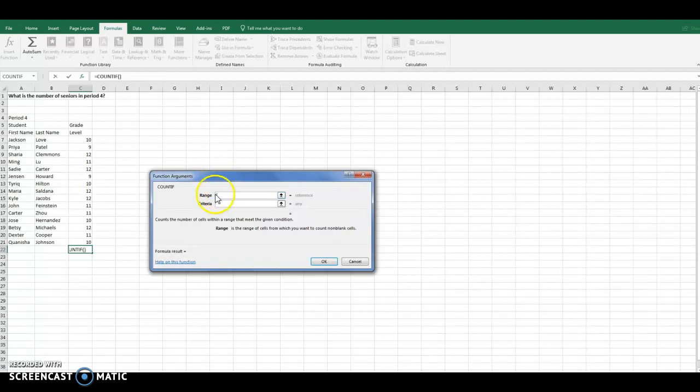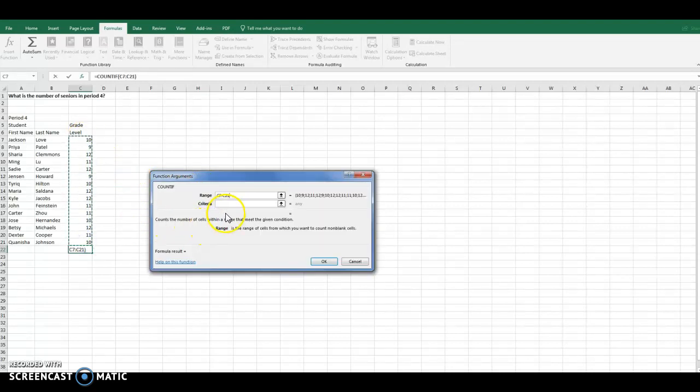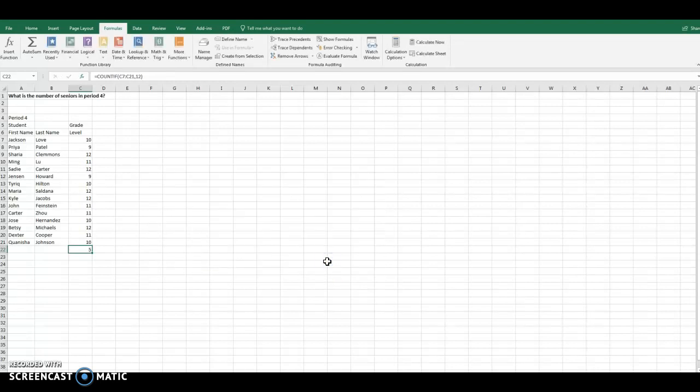and I want the range, so I'm going to select this range here, all of my period 4, and then my criteria would be 12. That's what I'm looking for, the seniors only. And there are 5. 1, 2, 3, 4, 5.